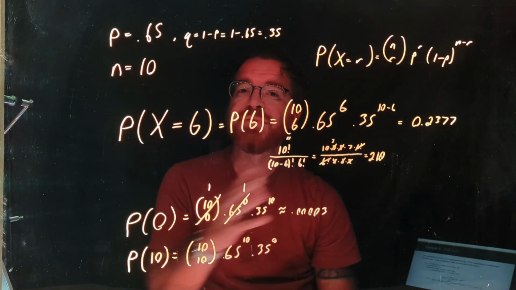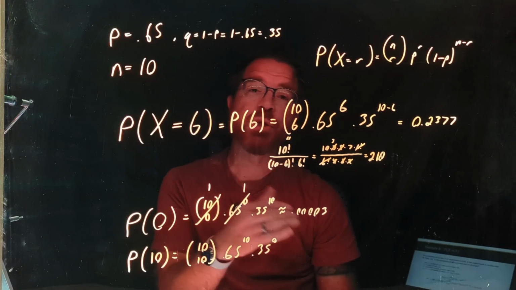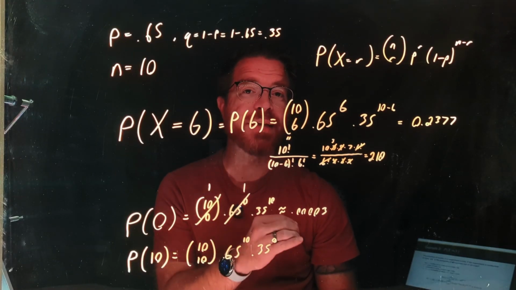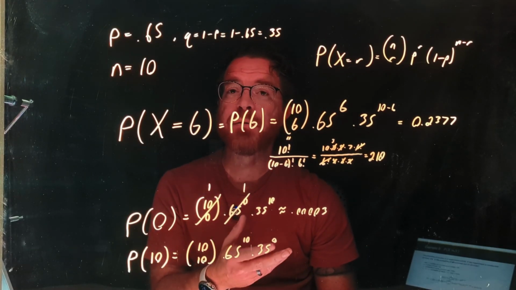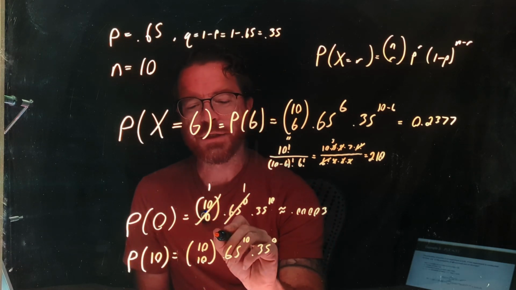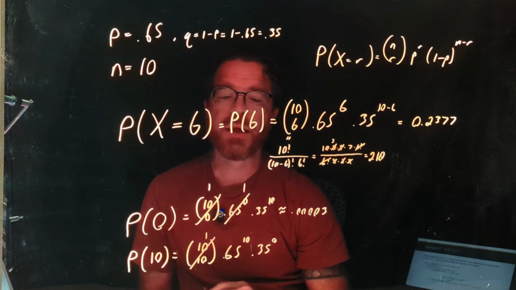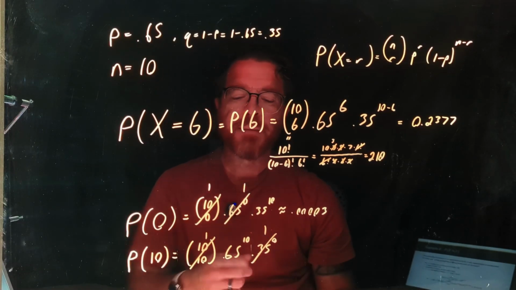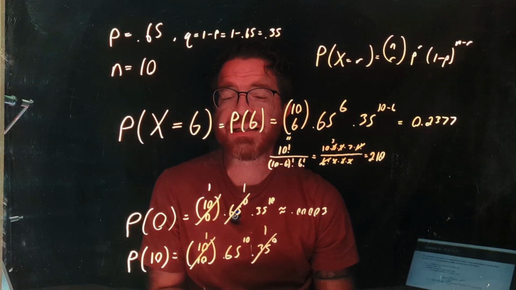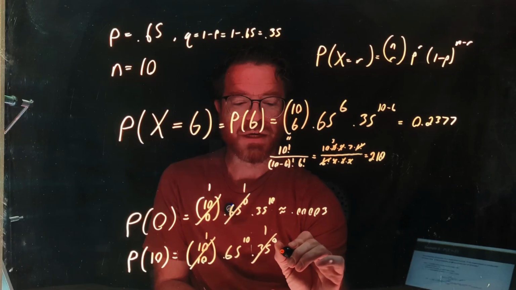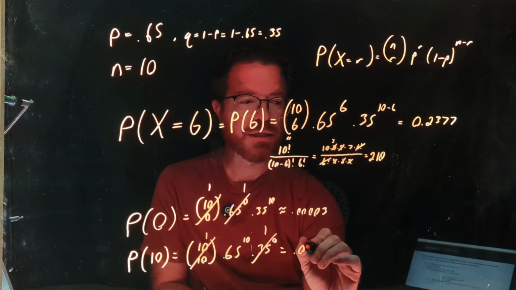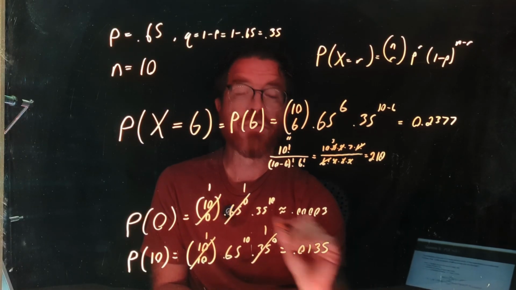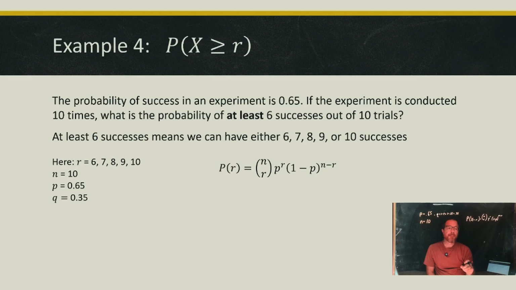So again, if I have 10 trials, and I'm asking you how many ways can I get all successes? Again, the answer is only 1, right? All of them are successful. So this term, of course, also goes to 1. 0.35 to the 0 power goes to 1, meaning that all we have to calculate is 0.65 to the 10th power, which will give us 0.0135.